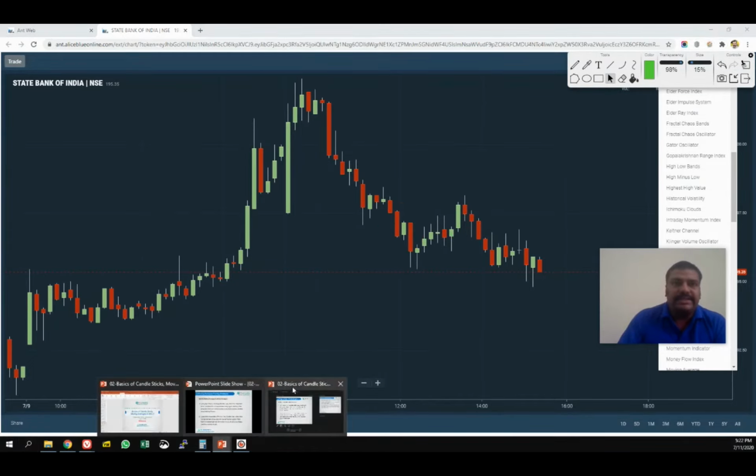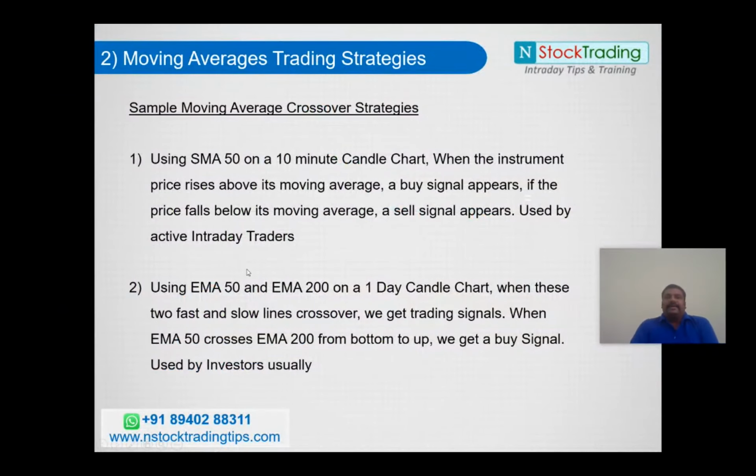The other strategy. Okay. Now, if you are talking about long-term investors, usually there is a strategy which can be used, which is like, instead of using a 10 minutes candle, if you're going to have a one-day candle chart, and then if you're going to have 2 exponential moving averages, 50 and 200, you will get buy and sell signals. Let's check it out.